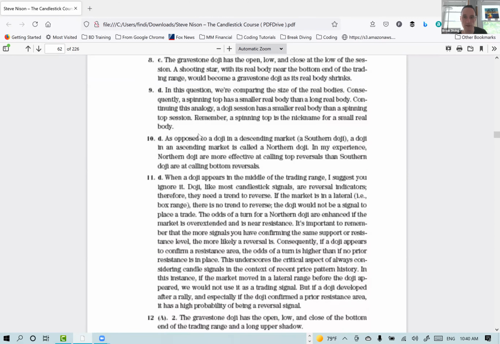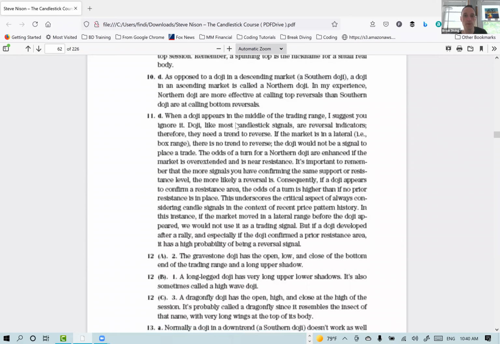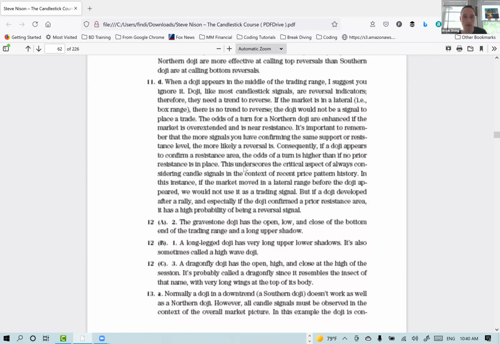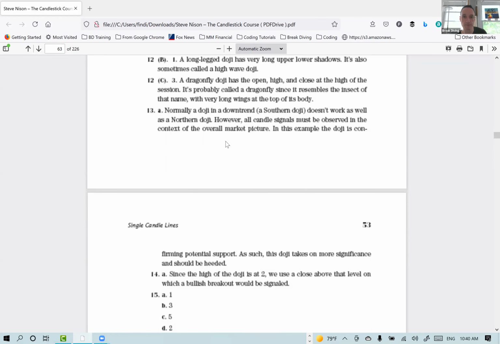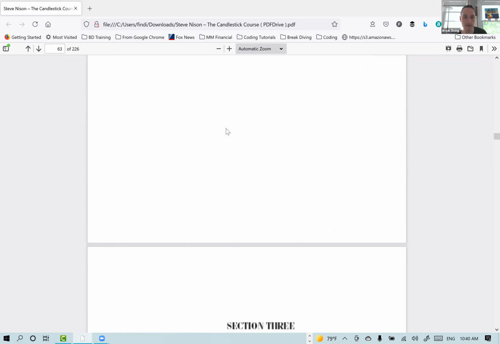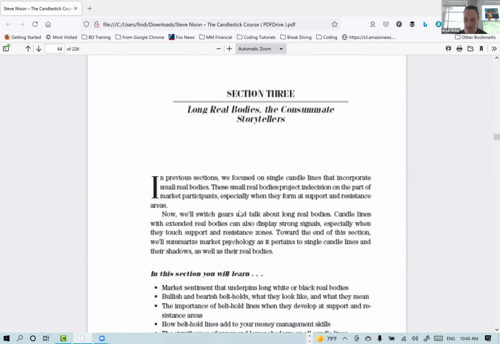When a doji appears in the middle of the trading range, I suggest you ignore it. Doji, like most candlesticks, are reversal indicators. Therefore, you need a trend to reverse. So if you're in a lateral market, a box range, there's no trend to reverse. And we talked about the gravestone, the long-legged, the dragonfly. All right, great.